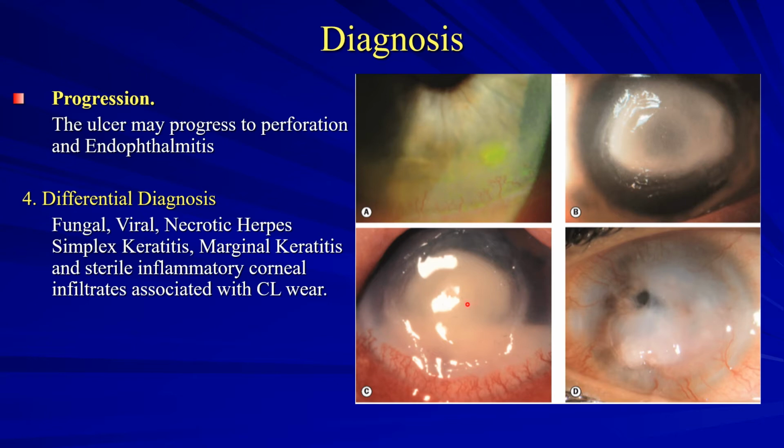When there is a corneal ulcer with appearances like these which we can see in the pictures, then we should also think about the differential diagnosis of fungal, viral, or necrotic herpes simplex keratitis. They may be associated in cases of marginal keratitis and sterile inflammatory corneal infiltrates associated with contact lens wear.